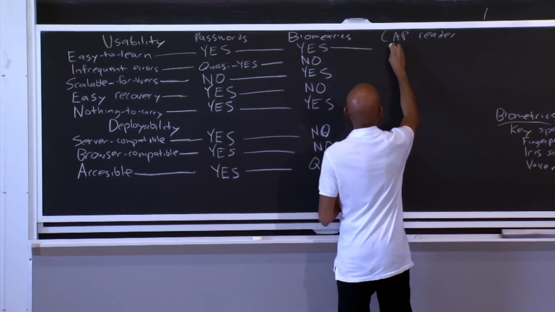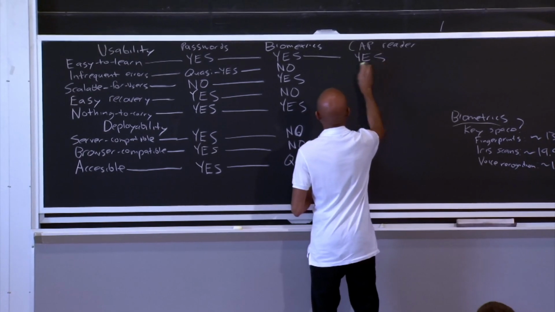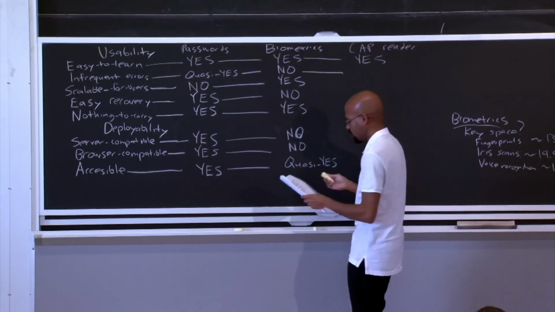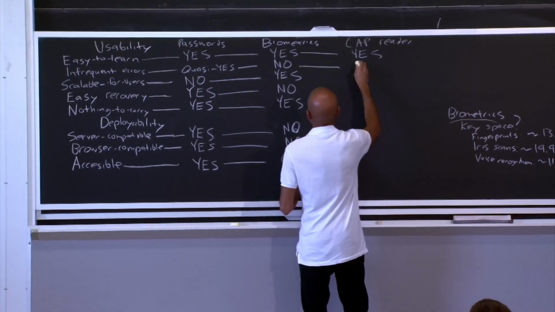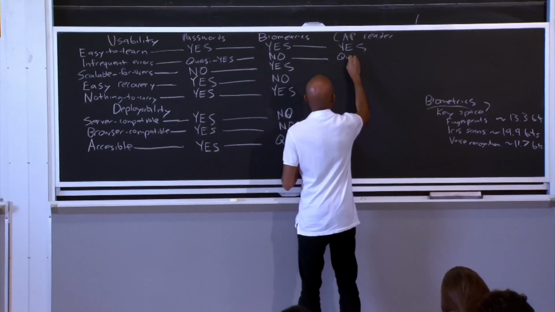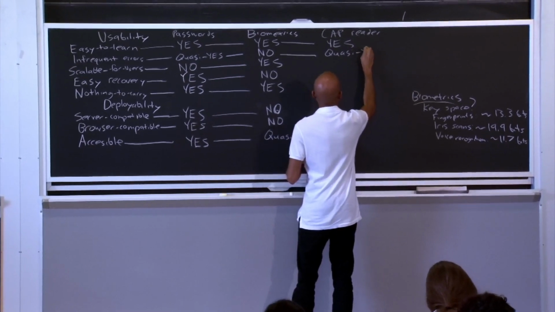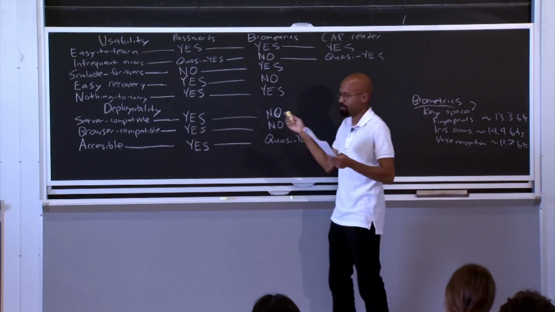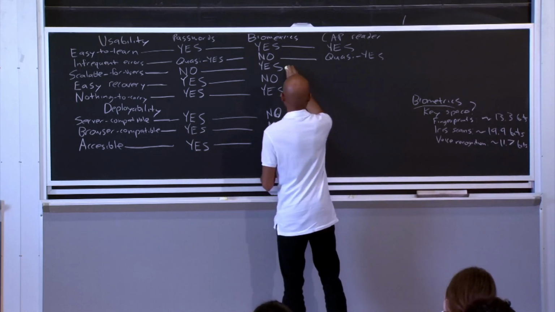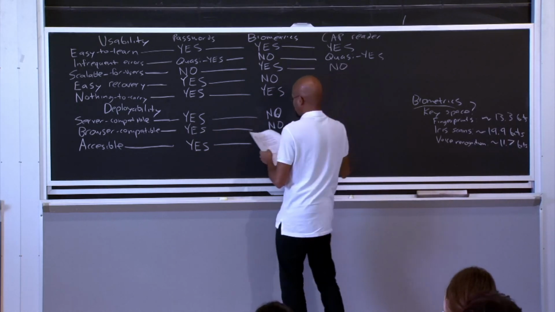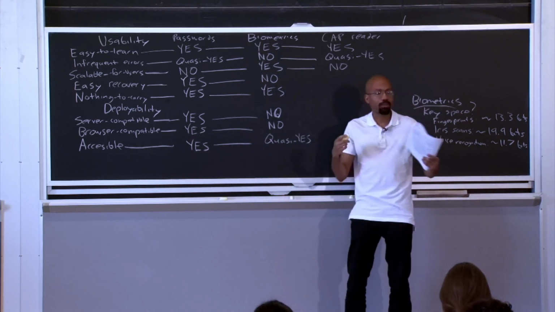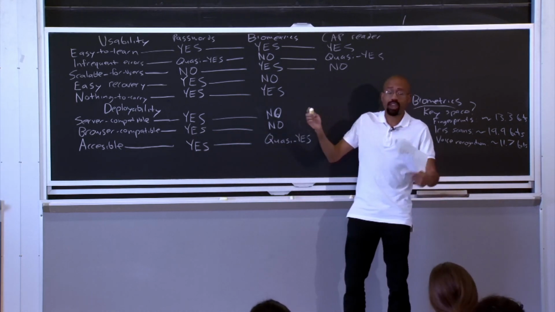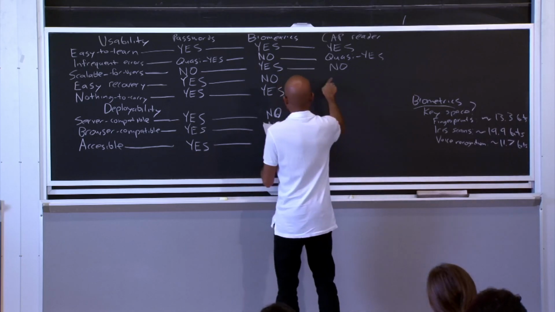So they say it's pretty easy to learn because you just stick your card in there, enter your PIN, kind of like you would do it in an ATM. That all works fine. For infrequent errors, they say quasi-yes for the same reason that they say quasi-yes for passwords, because entering your PIN, sometimes you might make a mistake. It is not scalable for users because you basically have to have a separate credit card, a separate PIN, maybe even a separate cap reader for each site that you go to. So it says no for scalability.